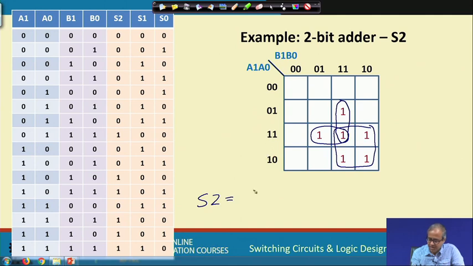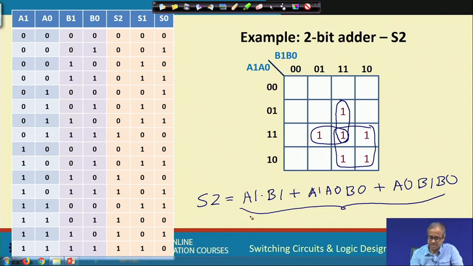A 0 cancels out, only A 1, and 1 1 and 1 0 give B 1, so A 1 and B 1. Or let us take this one first, 1 1, which is A 1, A 0 and 0 1 1 1, that means B 0, A 1 A 0 B 0. Or this one, 0 1 1 1 is A 0, B 1 B 0. This is the minimized form, this is the expression for S 2, right.